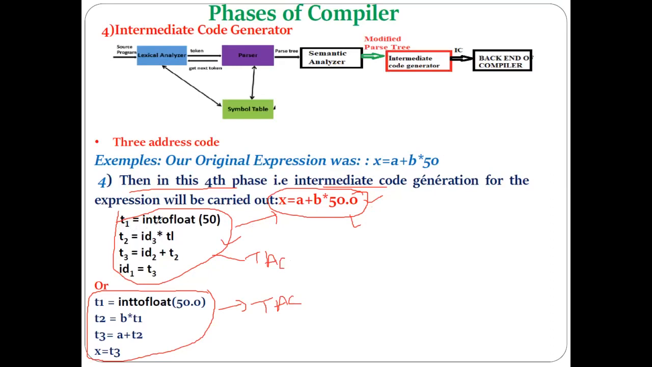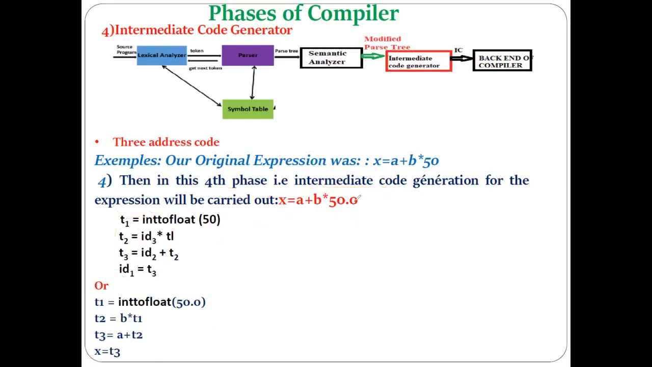As I said, different kinds of temporary variables are utilized while generating the three address code as an intermediate code. So here we take t1 as a temporary variable. And as I said, we have to follow some rules while generating the three address code as an intermediate code. So precedence will be given to the conversion first. That's why we write t1 equal to inttofloat 50. What does inttofloat 50 mean? Convert the 50 into 50.0. So first preference will be given to this part.